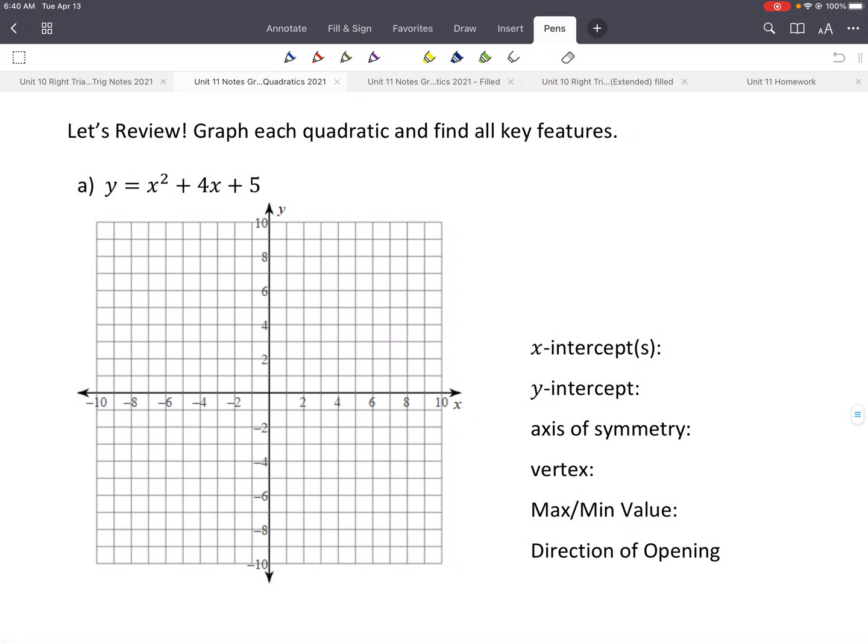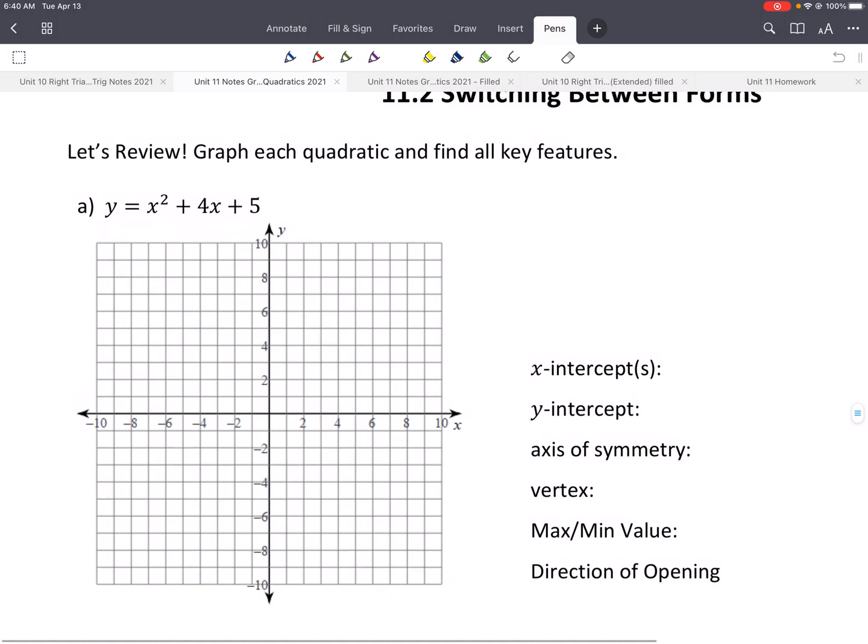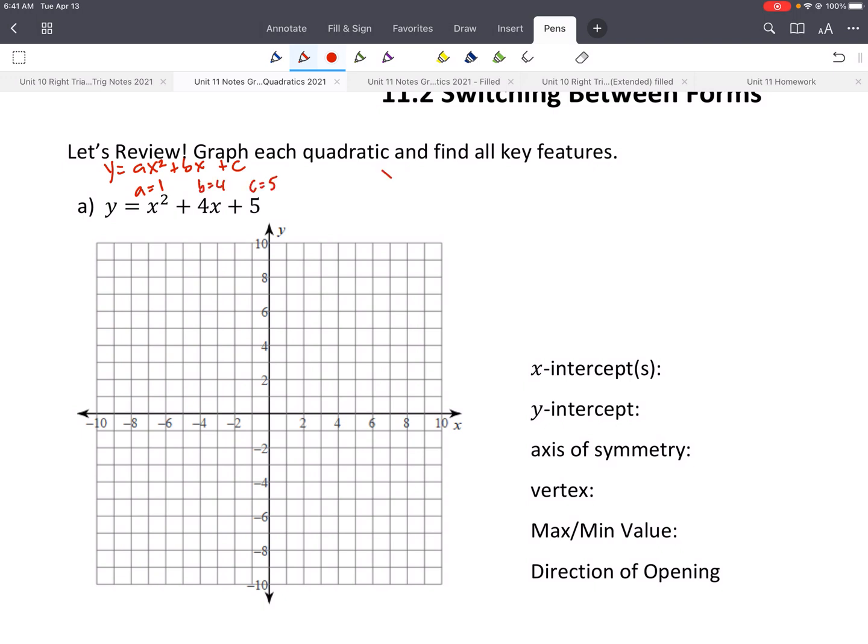So this is standard form. Standard form is y equals ax squared plus bx plus c. And typically, to be able to graph, the first thing that we need to do is find the axis of symmetry. So to do that, we would label down what A, B, and C are. So A is 1, B is 4, and C is 5. And then we were able to find our axis of symmetry, which is x equals negative B over 2A.